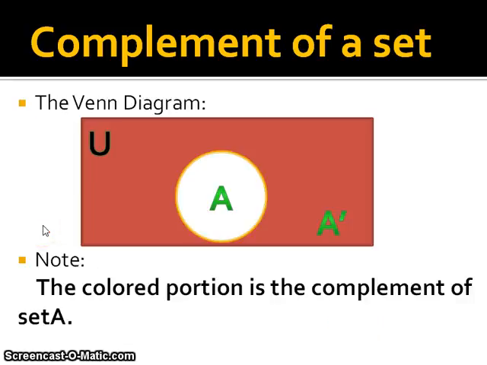Using a Venn diagram to show the complement of a set. So we have here the universal set, the rectangle, and we have set A, and the shaded portion is the elements not found in A. So they are the complement of A, or the elements outside A.